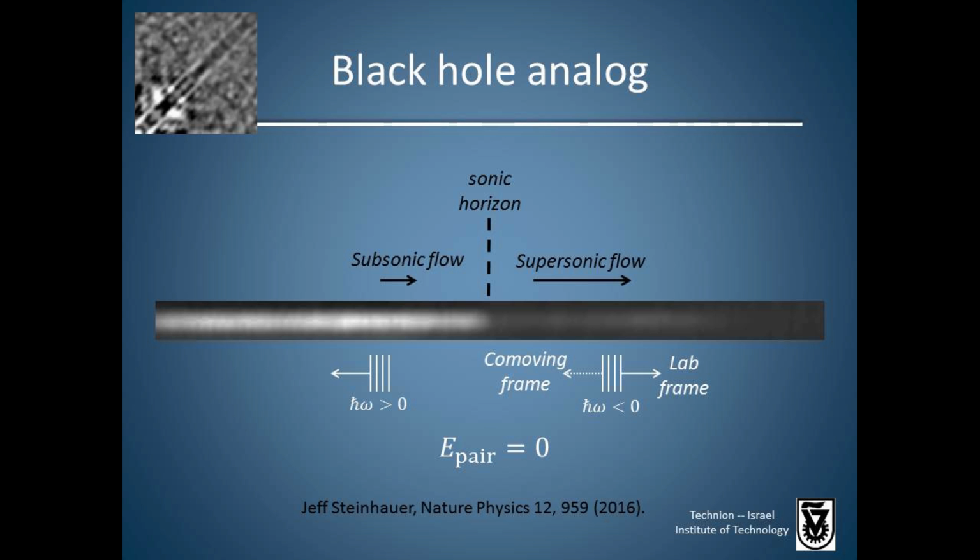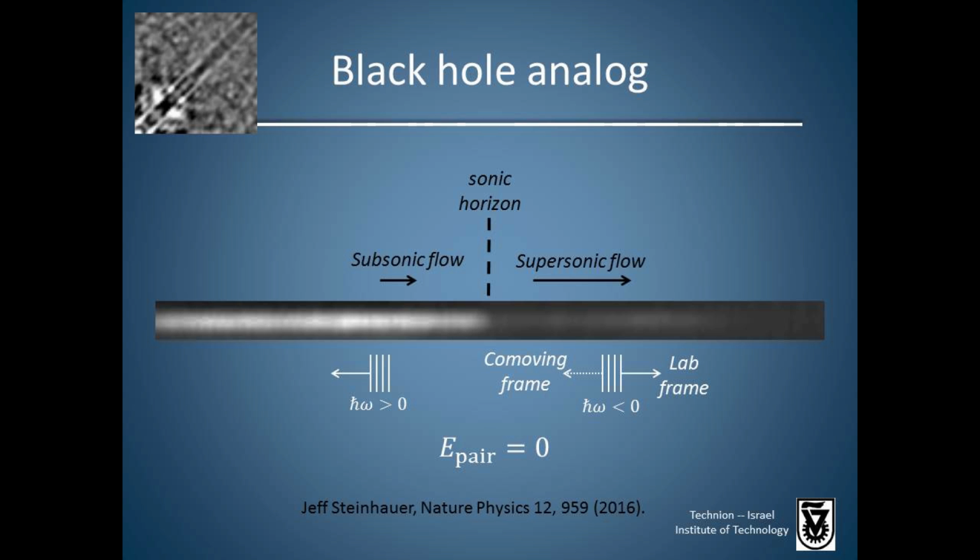Okay, so here's the analog black hole. This is a Bose-Einstein condensate with about 4,000 atoms. And it's a tube-shaped condensate. And it's flowing from left to right. So in this region, this flow is subsonic. And here, and past this point, the flow is supersonic.